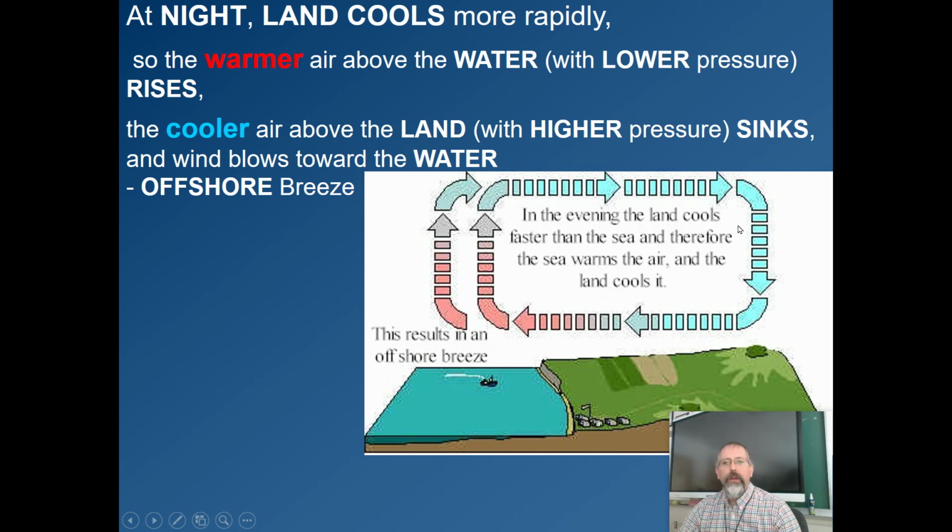So at night, the air over the land cools off faster. The land cools off faster, so the air sinks there. Over the water, it's warmer now, so the air rises there. So the situation flip-flops. Now we have low pressure over the water, high pressure over the land, and at night the wind will switch and blow outwards. So we have an offshore breeze typically in the evenings in this situation.